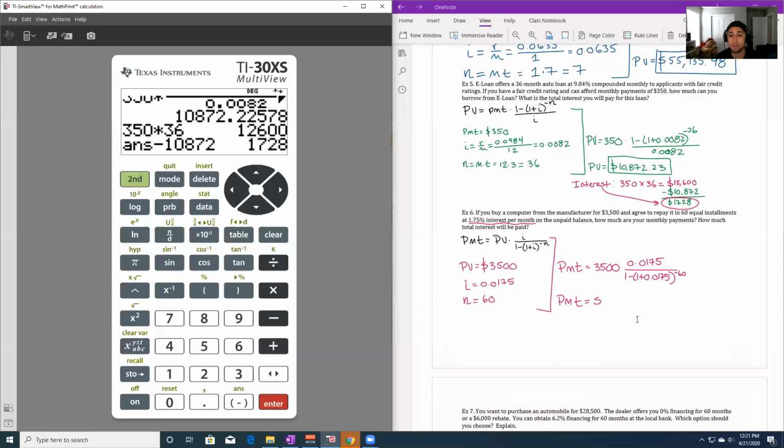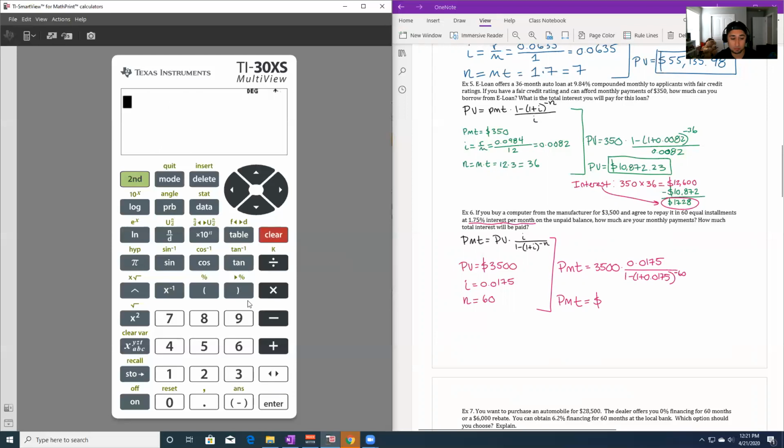All right, so if we buy this computer for $3,500, what are our monthly payments? Let's find out. 3,500 times 0.0175 over 1 minus 1.0175 raised to the negative 60. Enter. We will be paying $94.69.